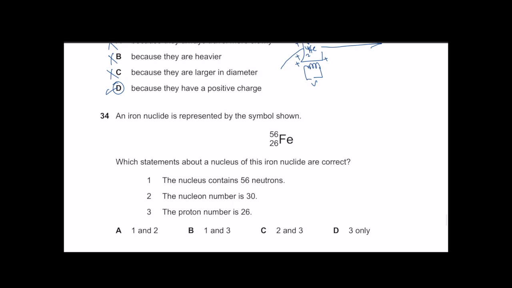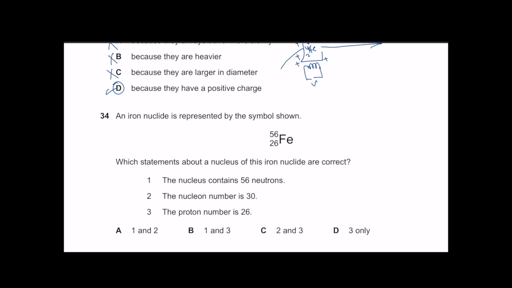An iron nuclide is represented by the symbol shown. This is iron, which is 26, 56. This is the mass number, and this is the most stable element up to this moment I know. I'm not sure about my chemistry, but this is very stable, because even the idea of fission and fusion, all atoms, bigger or smaller, try to get closer to the state of iron, to be more stable like iron.